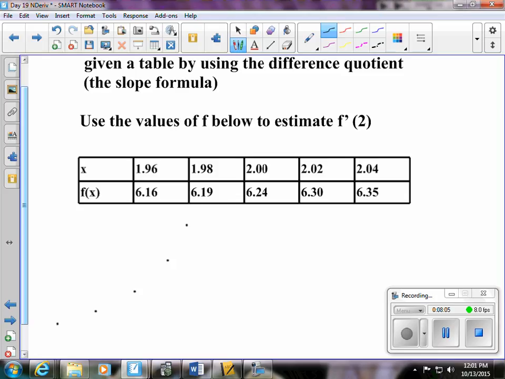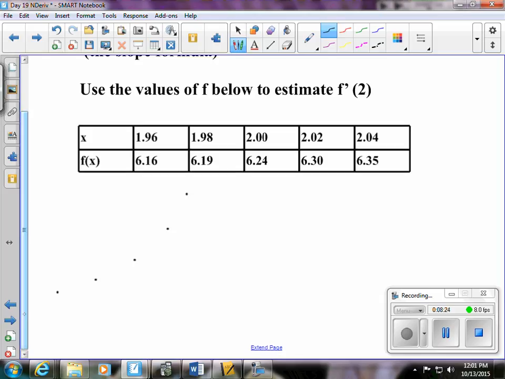What formula should we use to approximate the slope of the tangent? We can't get the derivative. We don't know what this function is. Difference quotient, right? The slope formula. Difference of y's over difference of the x's. Now, the thing is, we're trying to approximate the slope of the tangent at this middle point here, 2.